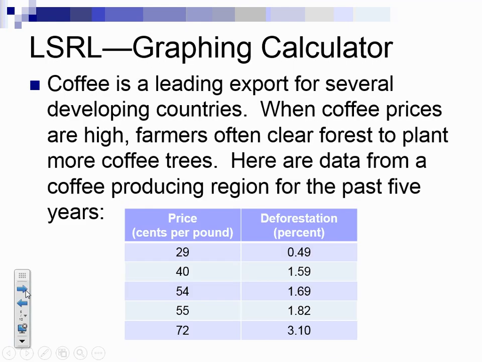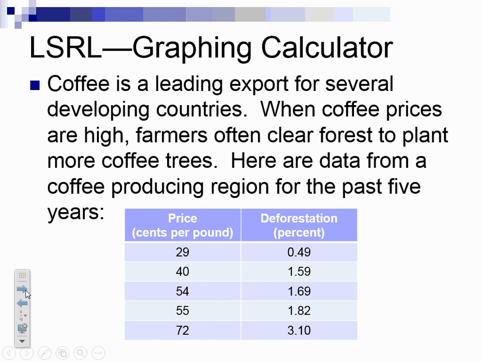If you have your graphing calculator and you want to follow along, feel free to pause the video at this time and input these data into your graphing calculator. We'll determine which list they go in just a moment. Coffee is a leading export for several developing countries. When coffee prices are high, farmers often clear forest to plant more coffee trees. So here we have data from the last 5 years of a coffee producing region.